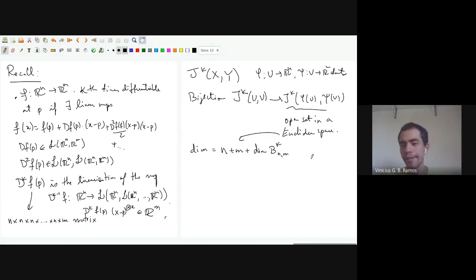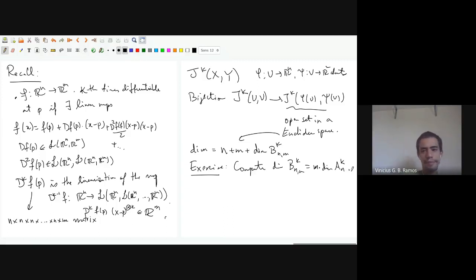Let's do an exercise: compute this dimension. This is clearly m times the dimension of the polynomial space of degree at most k. You can do that. But in any case, this is a chart. This is easy to see. It's a Euclidean space, so we get these charts. These bijections I was calling tau of UV.